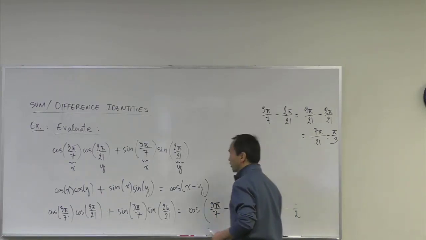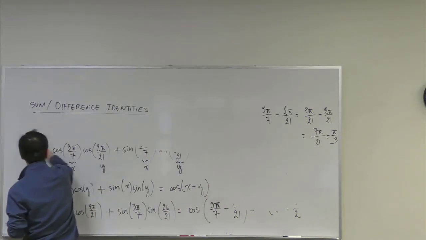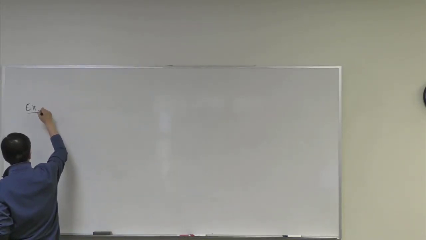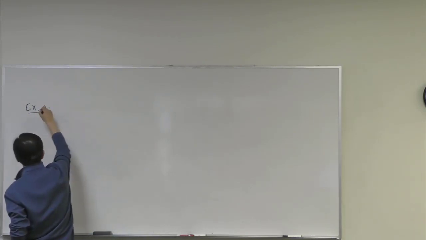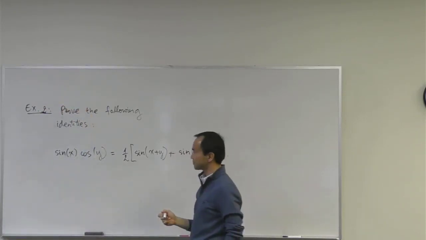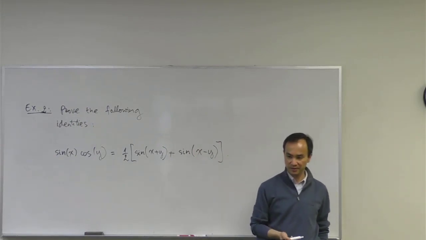Right. Let's keep exploring the usefulness of the sum-difference identities. Continuing from last time, let's call it here example number 2. Let's prove that product-to-sum identity for sure.